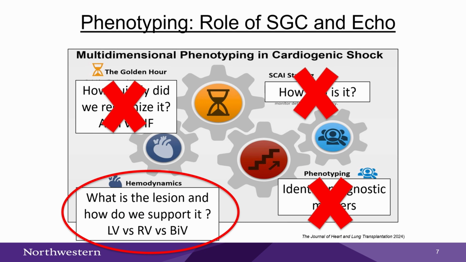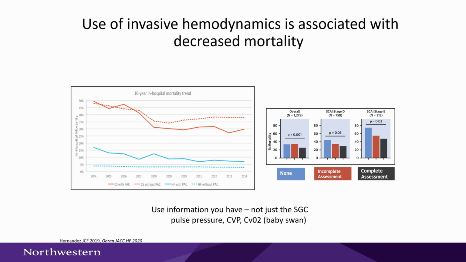It's a 7-minute talk. So, I'm going to go back to talking about SWAN and echo, particularly for this part of phenotyping, which is it RV, LV, or bi-V? And I want to put a plug in because SWANs are still underutilized, right? There is a randomized trial going on about use of SWANs in shock, but there is multiple registry data showing that SWAN use is associated with improved mortality.